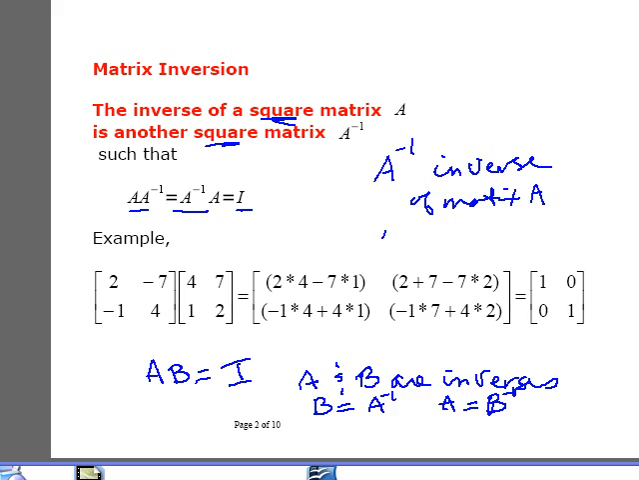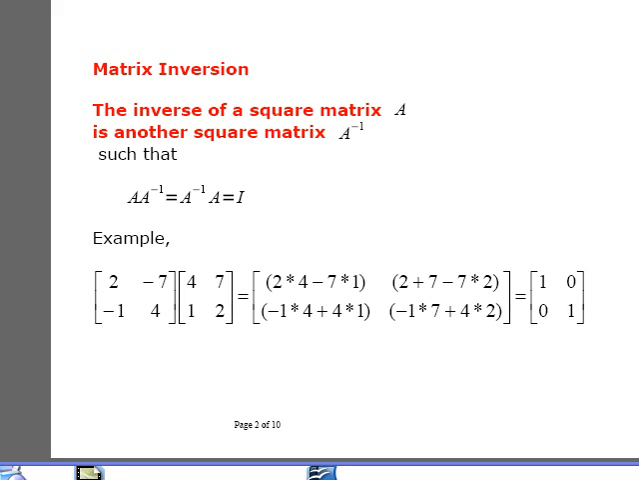And here's an example. Let me clear this board a little bit. I'm going to take this 2 by 2 matrix, 2, -7, -1 and 4, and I'm going to multiply it by this matrix, 4, 7, 1 and 2. Now carrying out the matrix multiplication, 2 times 4 minus 7 times 1 gives me 8 minus 7, which is 1. So that was the first row against the first column. Now the first row against the second column gave me a 0.